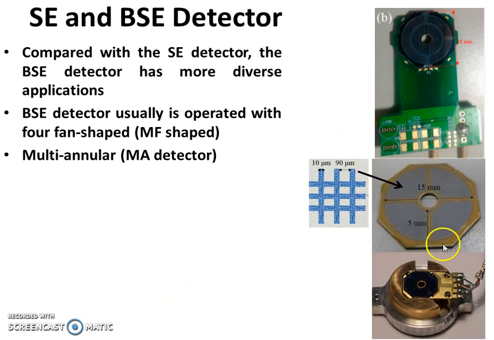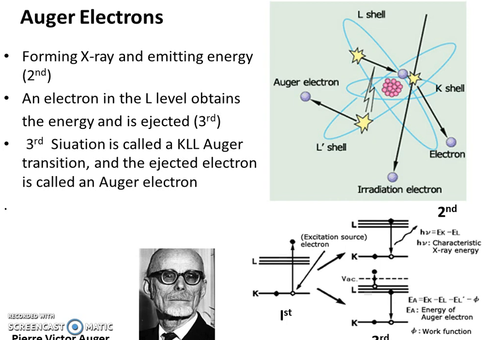of manufacturing these detectors is on the basis of 4 fan shapes, called the MF shape BSE detectors. These detectors are manufactured on the concept of a grid, in which the difference from one wire to another remains 1990 micron, and the thickness of one grid wire remains around 10 micron. But nowadays these detectors have been modified into the multi-annular detector, called the MA detector in short.